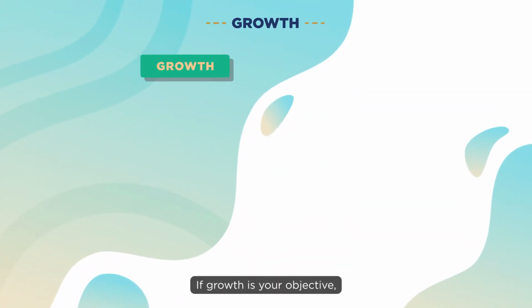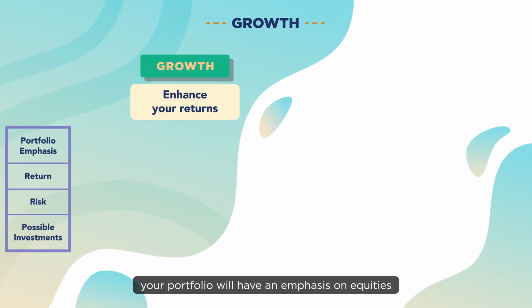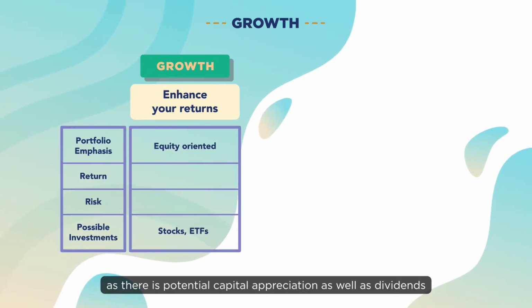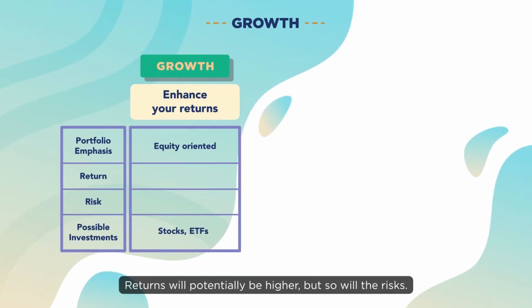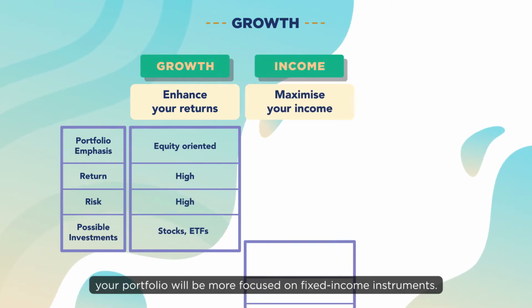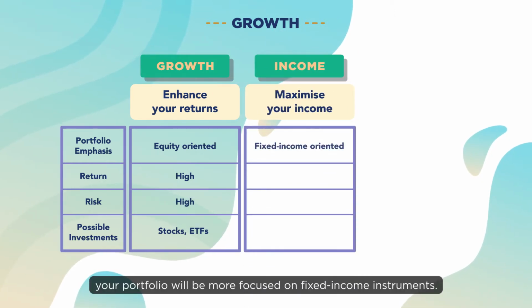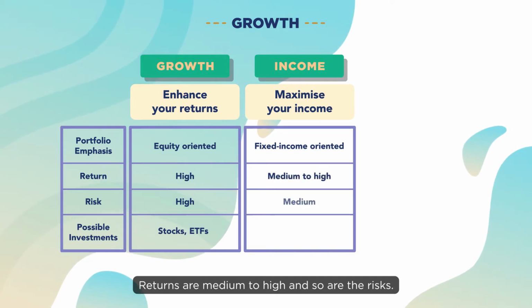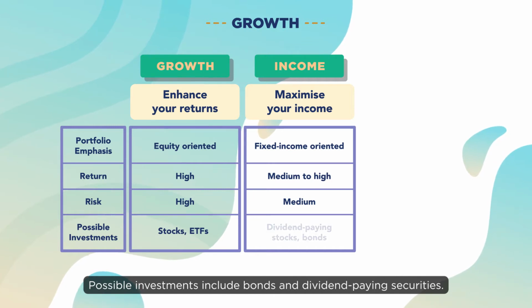Growth. If growth is your objective, your portfolio will have an emphasis on equities as there is potential capital appreciation as well as dividends. Returns will potentially be higher, but so will the risks. If income is your objective, your portfolio will be more focused on fixed income instruments. Returns are medium to high, and so are the risks. Possible investments include bonds and dividend-paying securities.